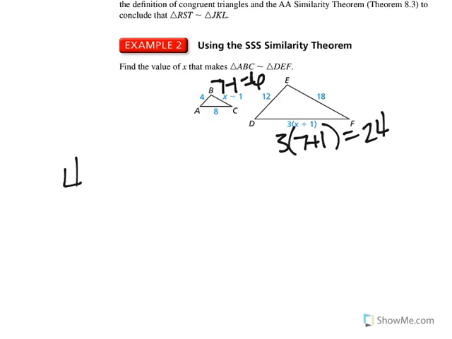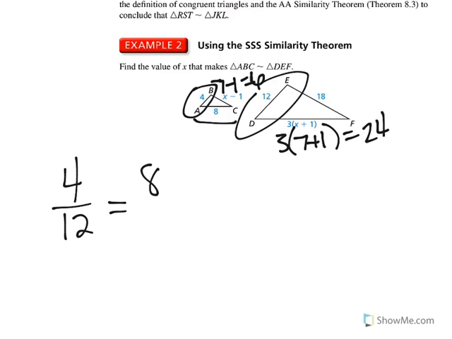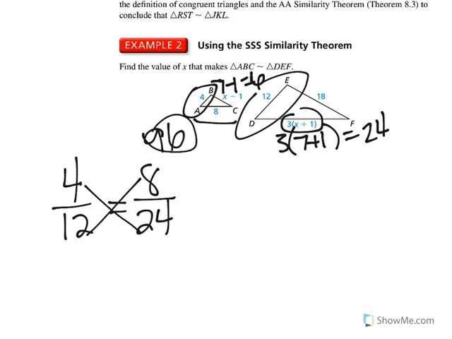If I compare 4 over 12, so I did AB over DE, I'm going to set that equal to AC, which is 8, over DF, which is 24. If I cross multiply, 12 times 8 is 96, and I also have 4 times 24, which is also 96. So we know it works for DF so far.